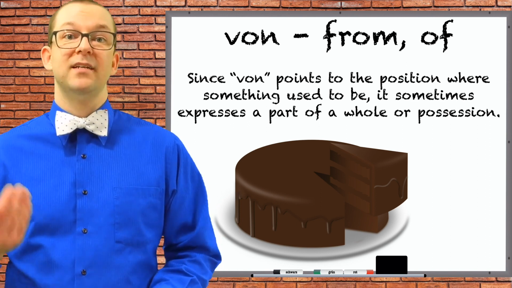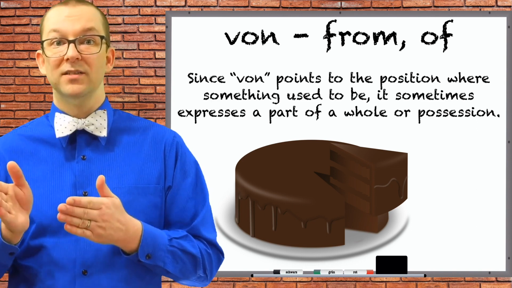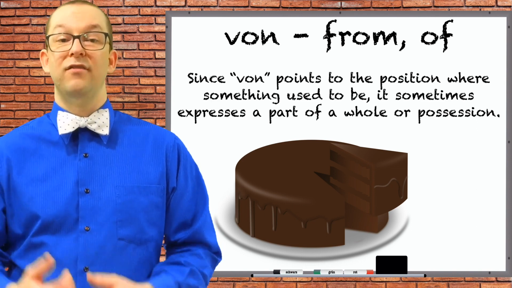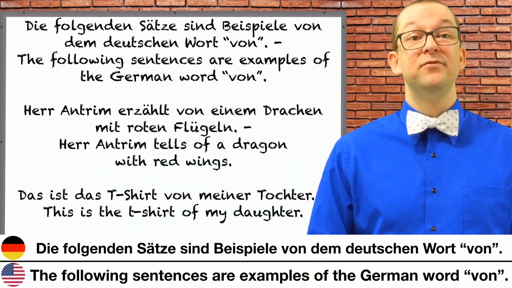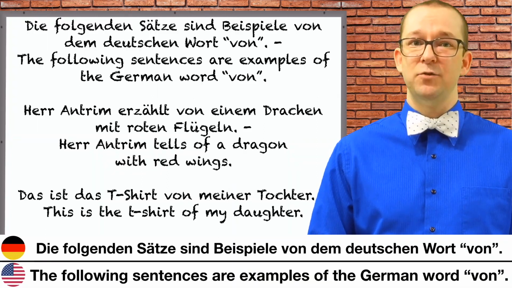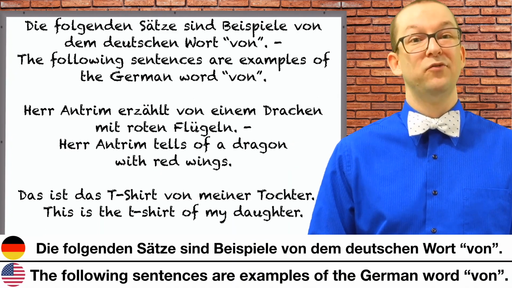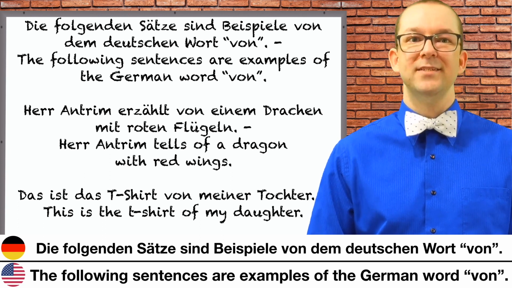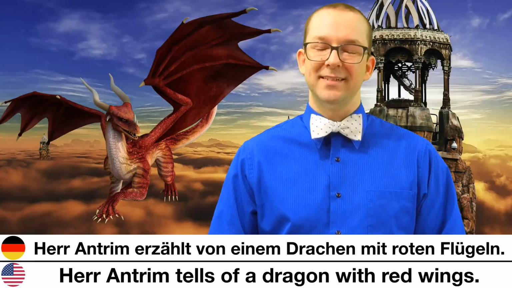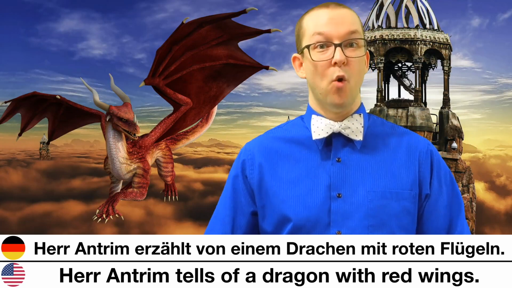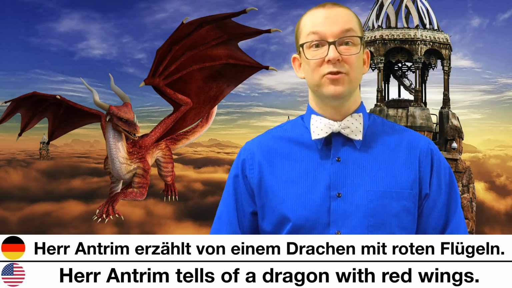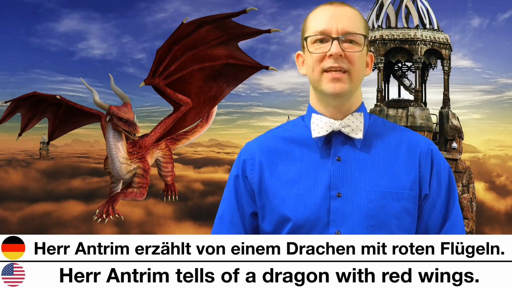This again goes back to the fact that it points where something was. It is from that or of that. For example, die folgenden Sätze sind Beispiele von dem deutschen Wort von. The following sentences are examples of the German word von. Herr Antrim erzählt von einem Drachen mit roten Flügeln. Herr Antrim tells of a dragon with red wings.